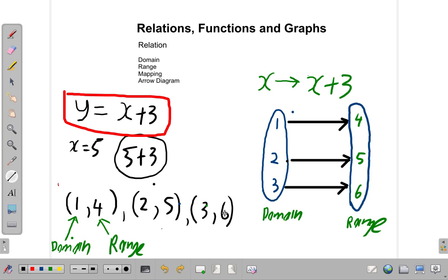Now, what we're going to do next time is look at what is called the function, which is a particular type of relation. But for now, we'll break at this point and continue in the next video.